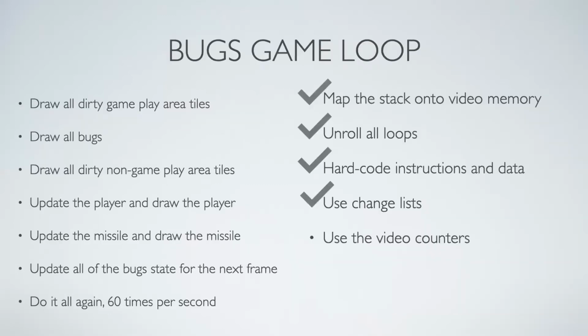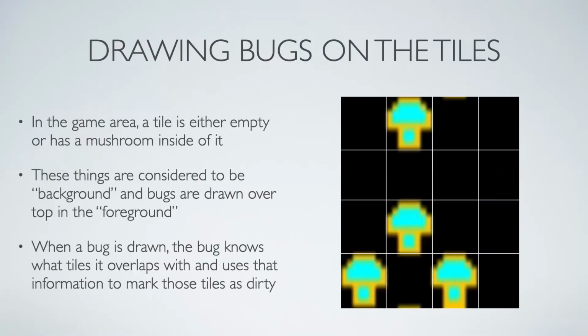So now we've seen how BuGS uses the video counter to maximize the amount of time it has to draw the frame, and that covers the details about how tiles are drawn. But what about the bugs that are displayed over top of those tiles? In the gameplay area, a tile is either empty or has a mushroom inside it. The contents of these tiles are considered to be background, while the bugs are drawn on top of these tiles in the foreground. The bugs in the game overlap with one or more tiles, and the bug keeps track of which tiles it overlaps with. He needs to know this in order to know which tiles should be marked as dirty.